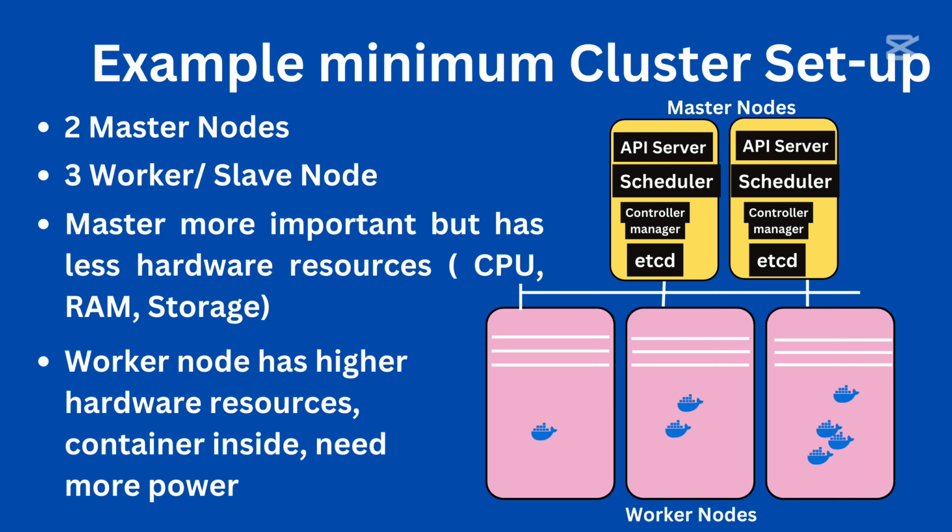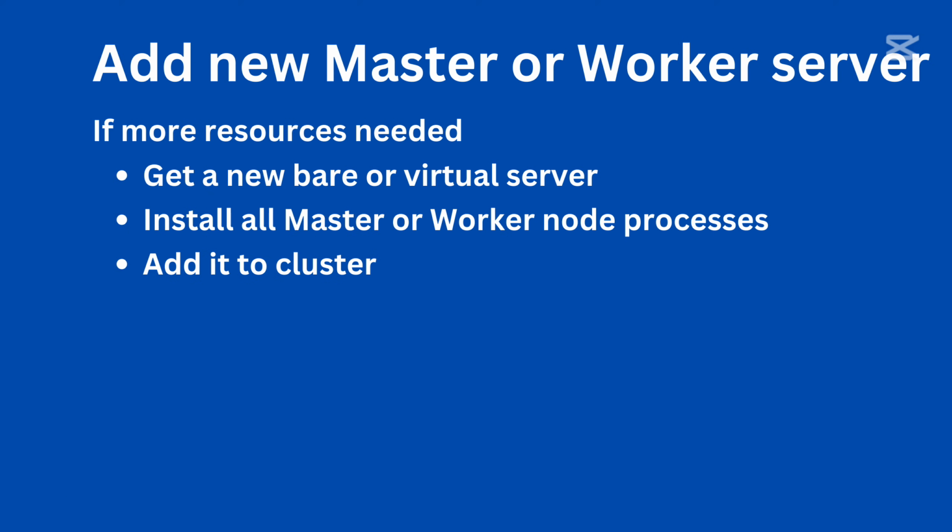Master nodes are important but don't do super fast stuff, so they don't need super powerful hardware like a super fast CPU, lots of RAM, or a huge storage drive. In contrast, worker nodes run pods, and many pods can be on the same node, so they need more powerful hardware.